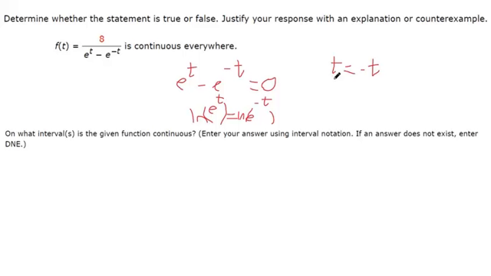And so there's only one value. t equals 0 makes that true. So if you plug in 0, you're going to have a divide by 0 error, because it's going to be 1 minus 1 makes 0. So it's not continuous everywhere. That's false. And on what intervals is the function continuous?